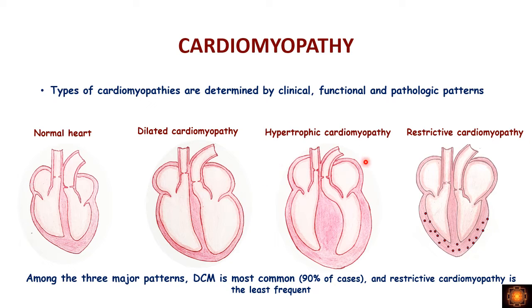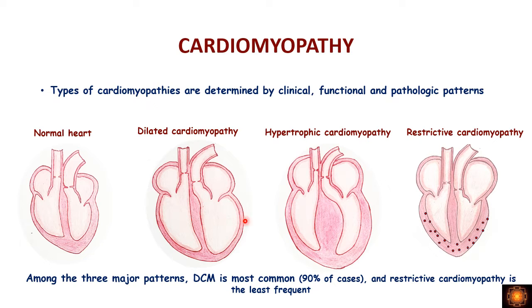In hypertrophic cardiomyopathy, we have thickened muscle wall. If you see, there is an irregular thickening of the interventricular septum and also of the left ventricular wall. This we call hypertrophic cardiomyopathy. And in restrictive cardiomyopathy, the size of the heart remains normal. The heart muscle is of normal thickness only, but there is certain deposition in between the heart muscle so that it cannot dilate properly or contract properly. That's why they call this restrictive cardiomyopathy.